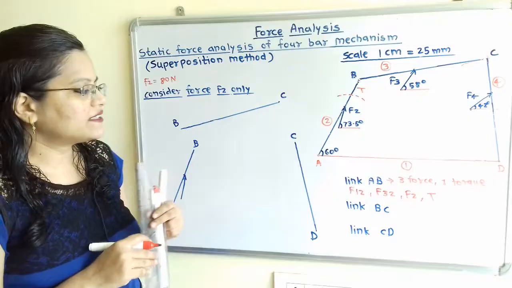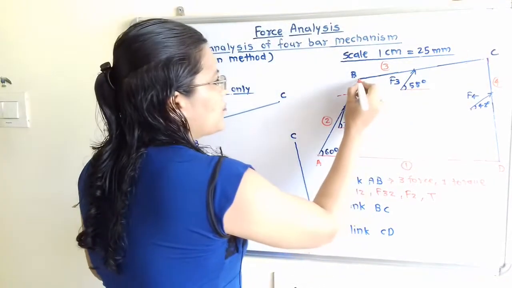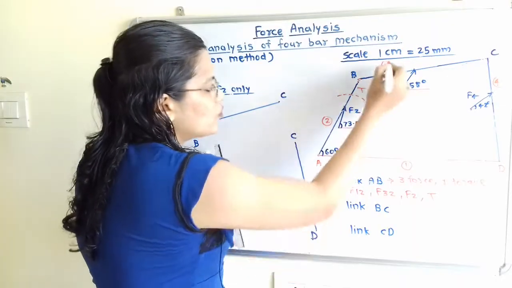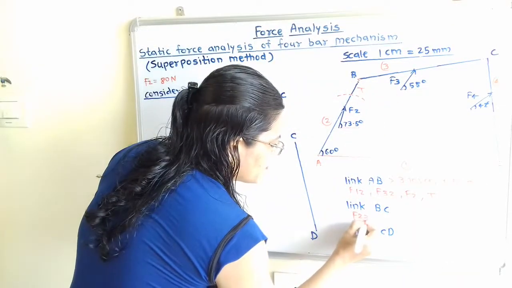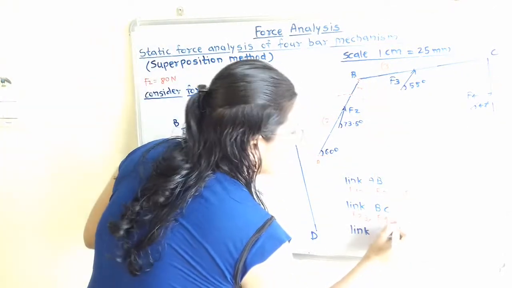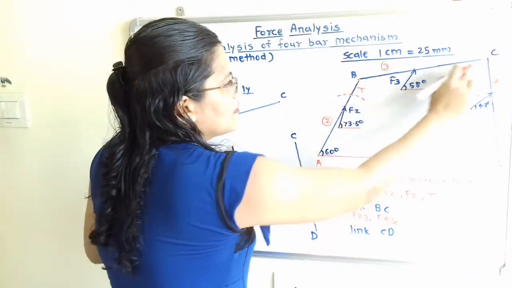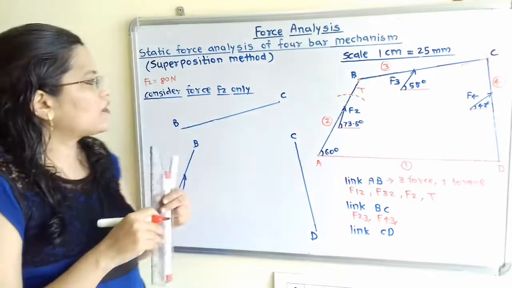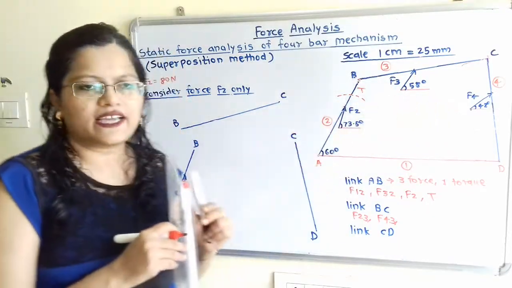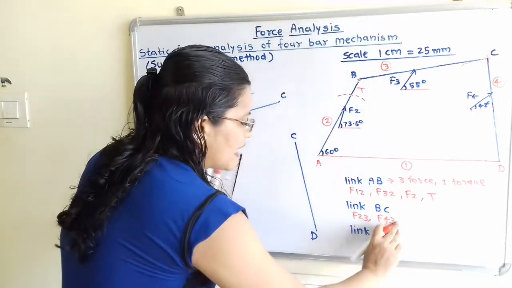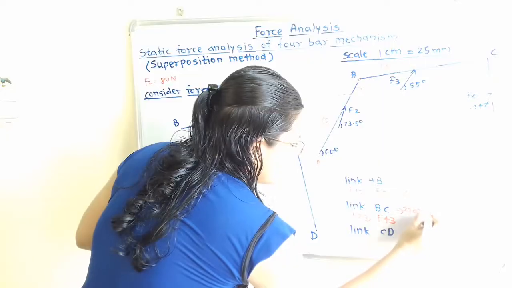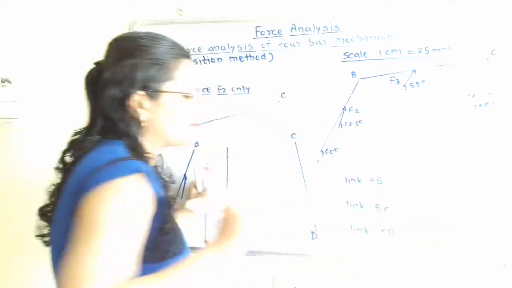Now we will move next to the link BC. So here is the point of contact B and C. Through this point of contact B, F of 2 to 3 is getting applied. Then through this point C, F of 4 to 3. Then there is no other force, because in this subgroup we are not going to consider this force F3 as well as F4. So this is the type of member of two forces only. So we have to take here two force only. So this is the type of member.